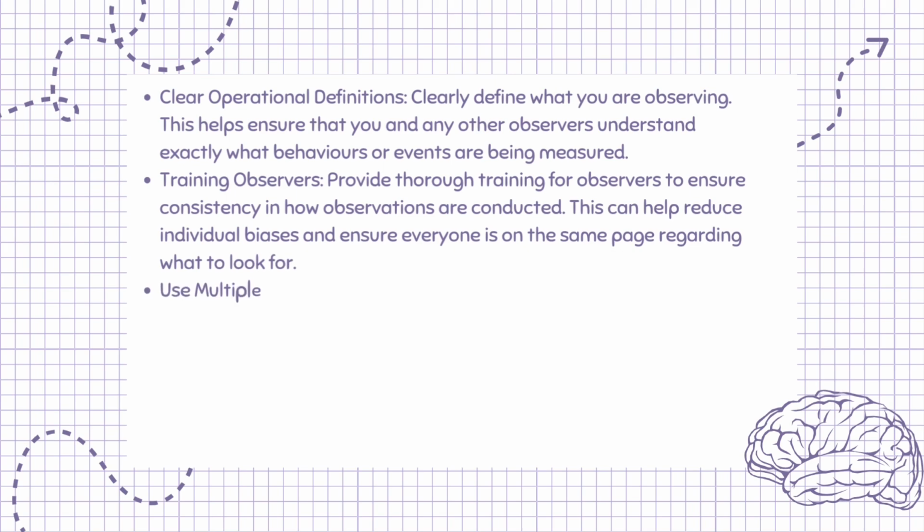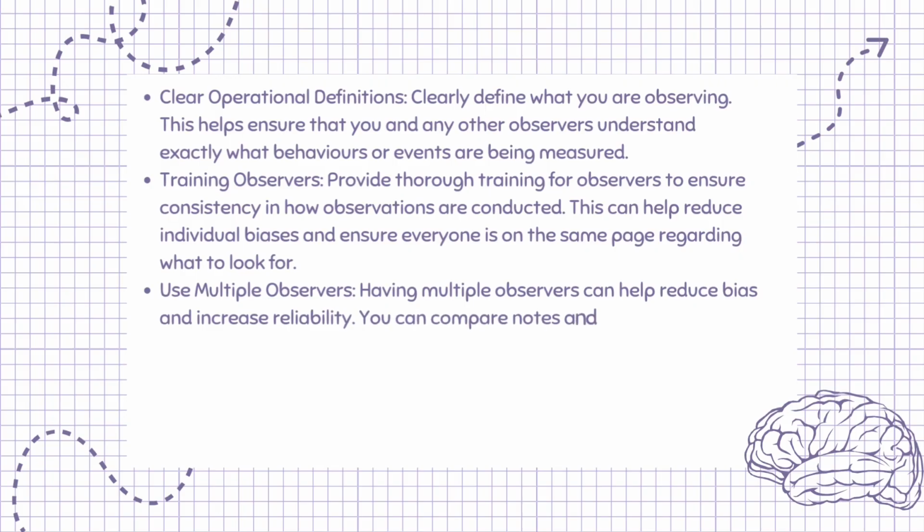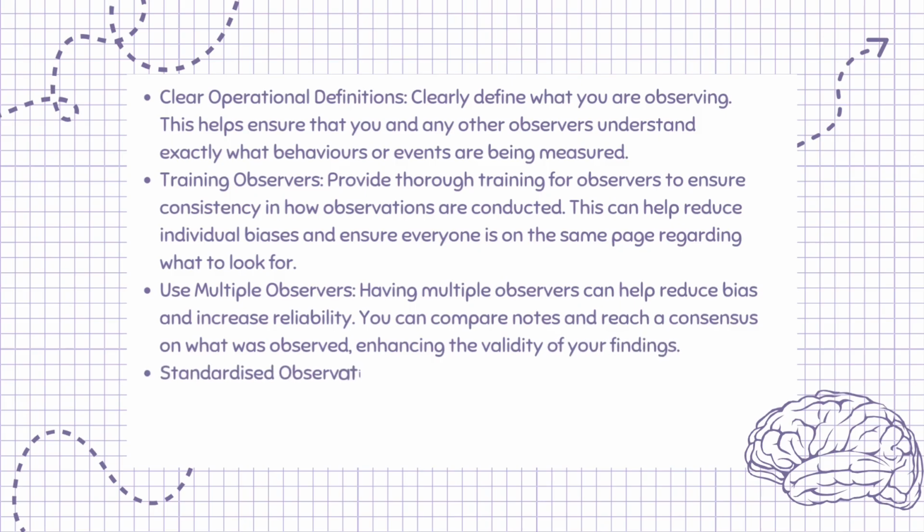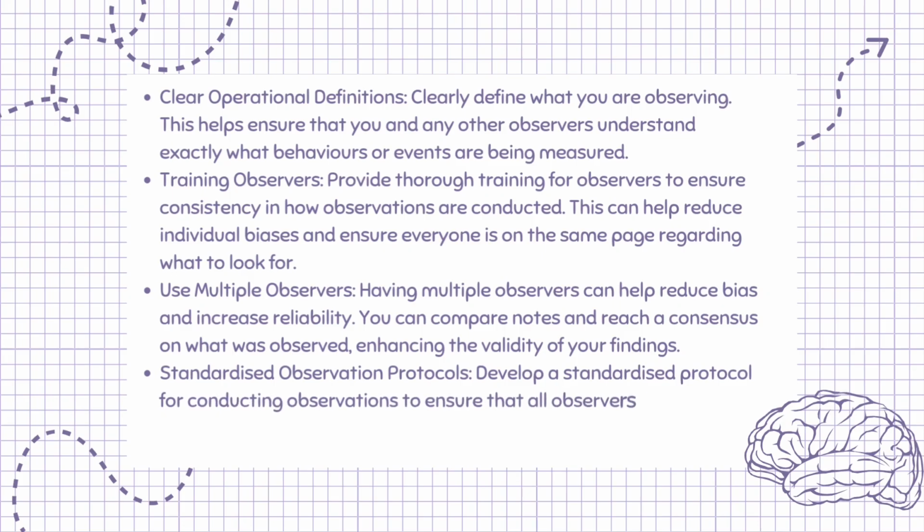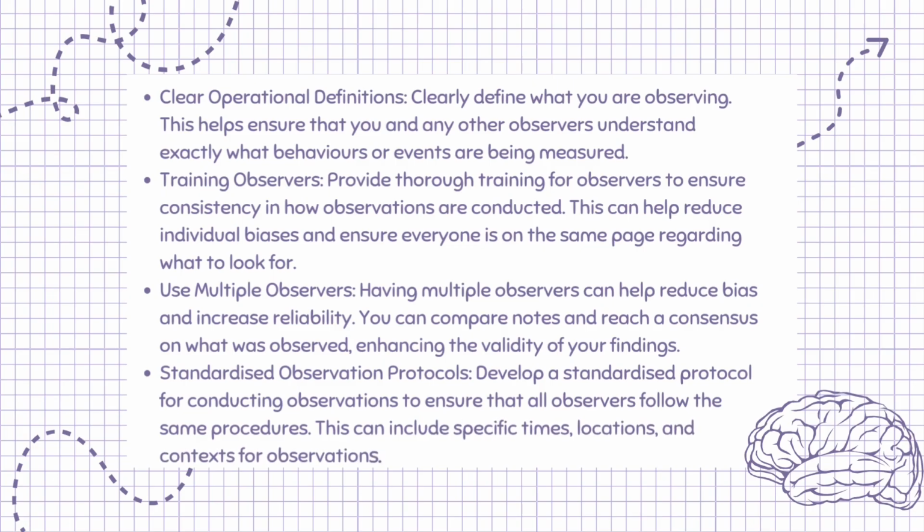Use multiple observers. Having multiple observers can help reduce bias and increase reliability. You can compare notes and reach a consensus on what was observed, enhancing the validity of your findings. Standardized observation protocols. Develop a standardized protocol for conducting observations to ensure that all observers follow the same procedures. This can include specific times, locations, and contexts for observations.